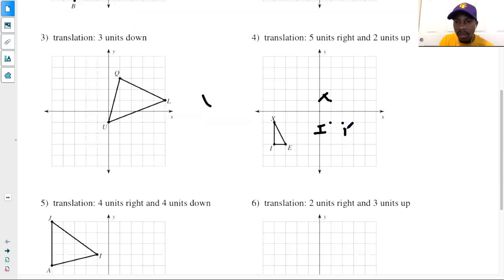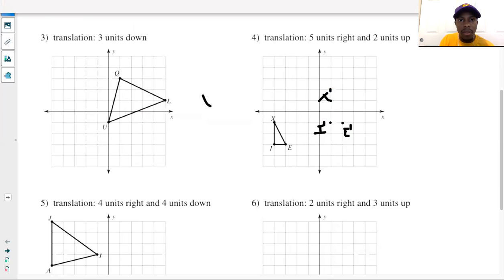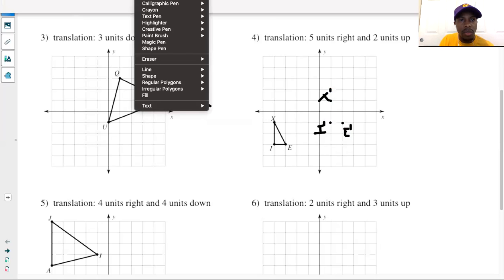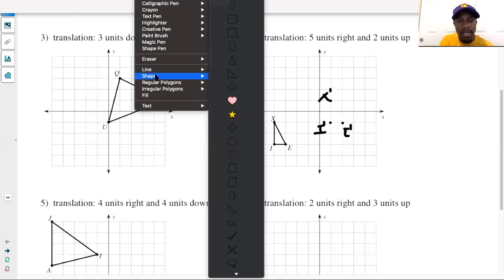Anyway, this one is E, right? And these are all prime. So X prime, E prime, and I prime. Okay. Now, once again, you just connect the dots, and then that one as well is done.